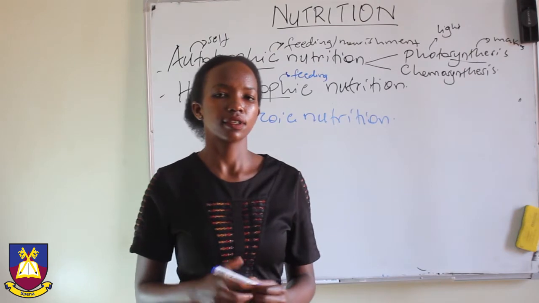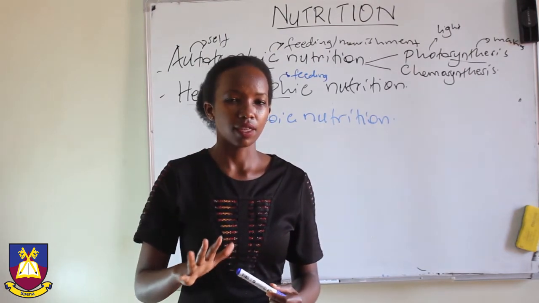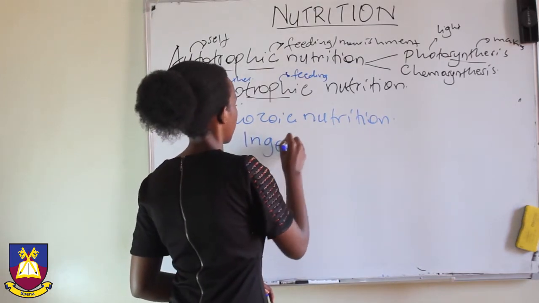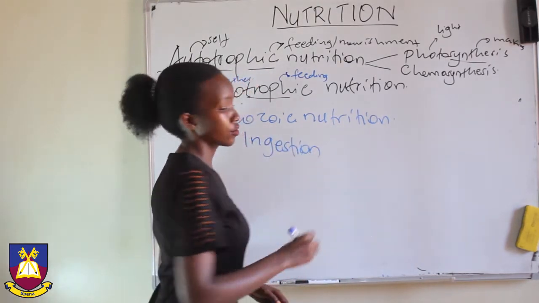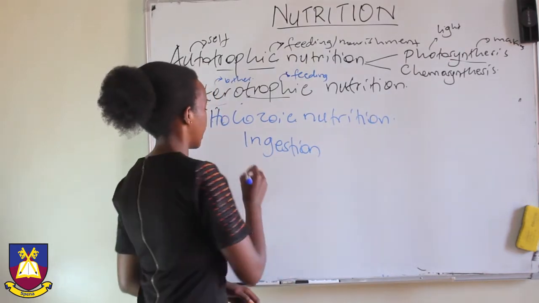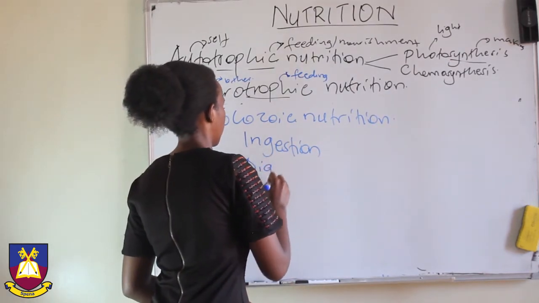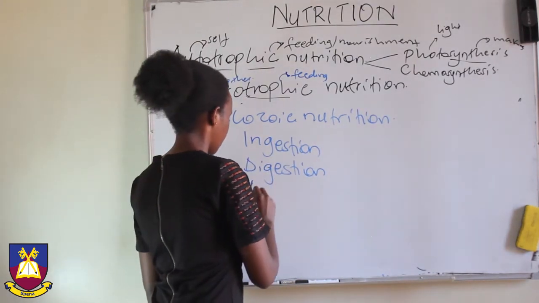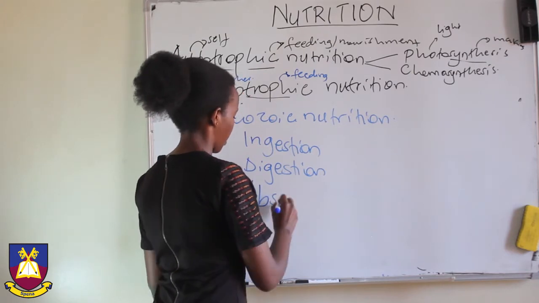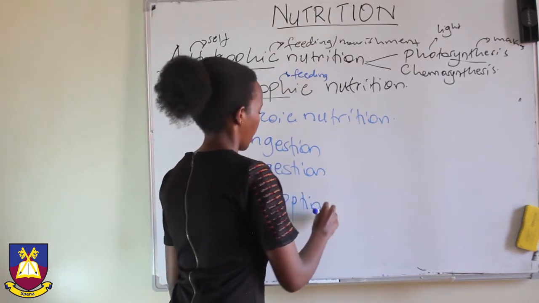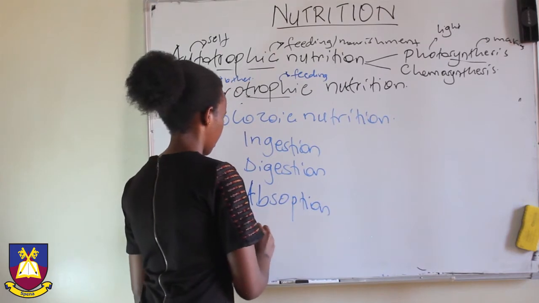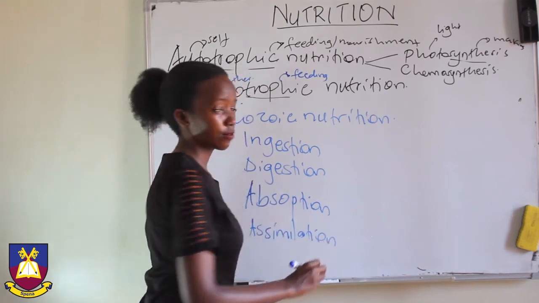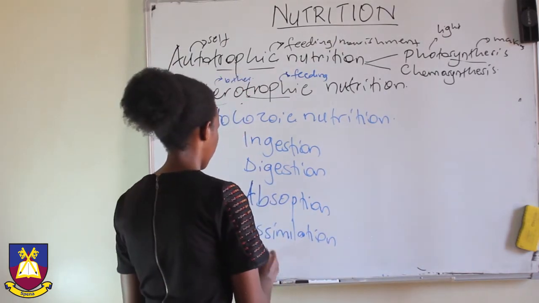Holozoic nutrition has 5 major steps. The first one being ingestion, the second one being digestion, the third one being absorption, the fourth one being assimilation, and the last one being egestion.